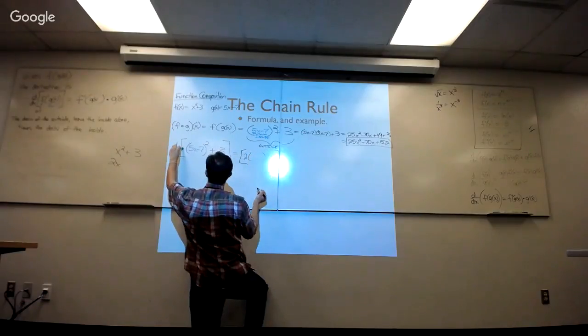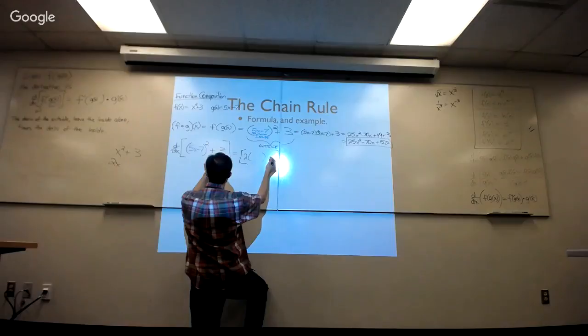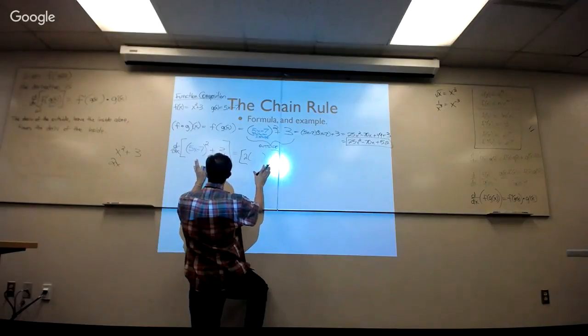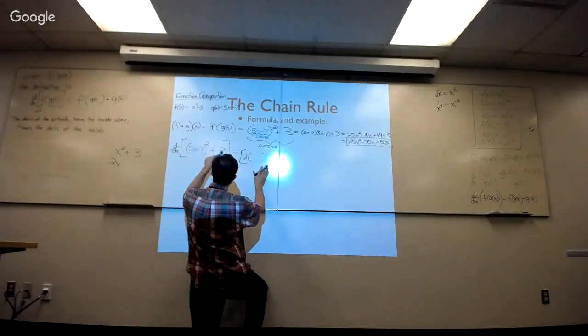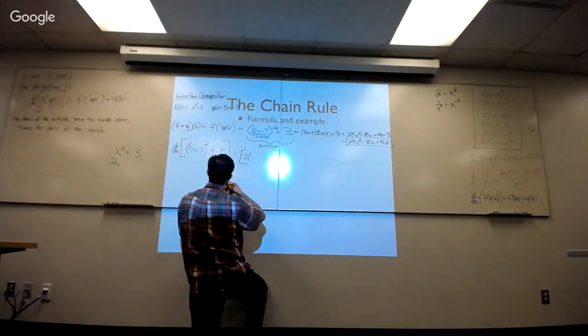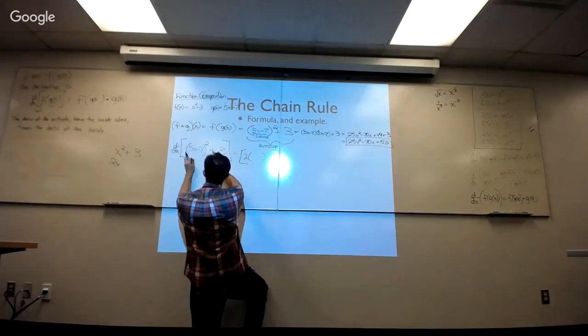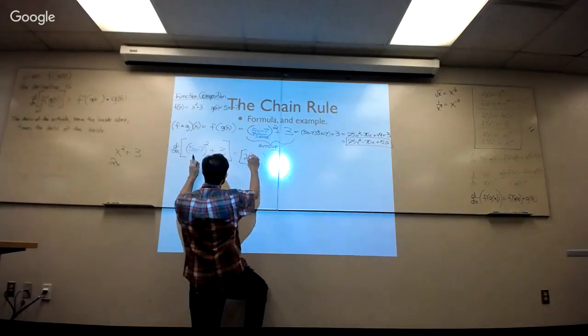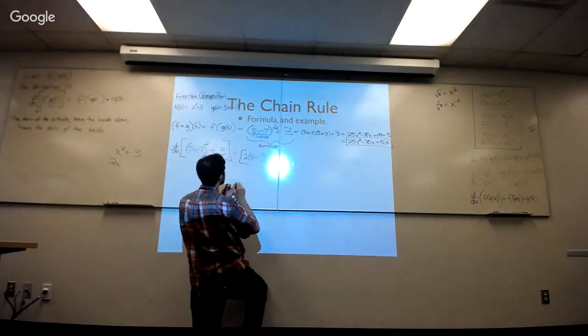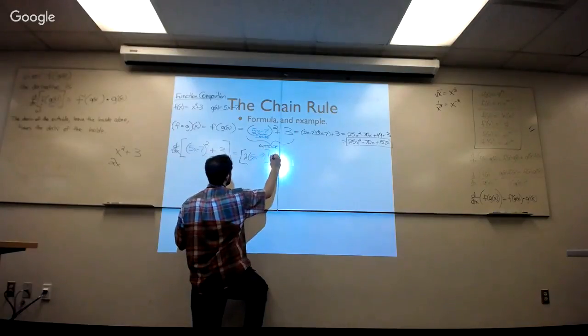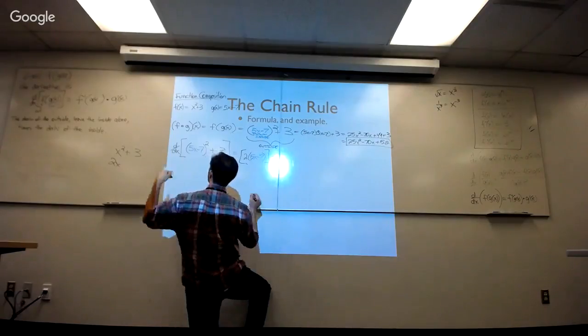Okay, so the derivative of the outside would be 2 times the something, and there's no longer a 3 there. So that's the derivative of the outside function. X squared plus 3 just becomes 2x. So something squared plus 3 just becomes 2 times something. And the rule says take the derivative of the outside function, leave the inside function alone, and then multiply by the derivative of the inside function.